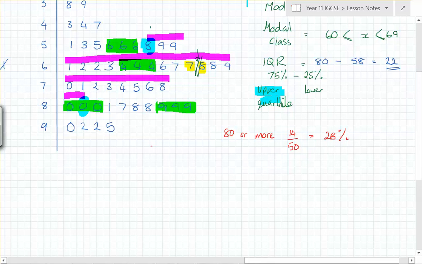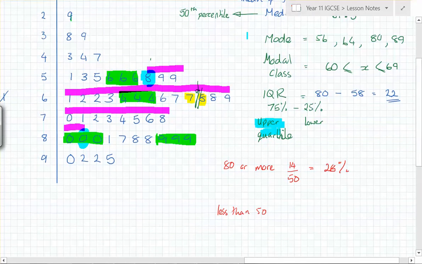Now, what percentage of students scored less than 50? So that covers it then. Less than 50. So we're looking at only these ones, aren't we? 3, 4, 5, 6. So 6 out of the 50, which makes 12%. Okay?